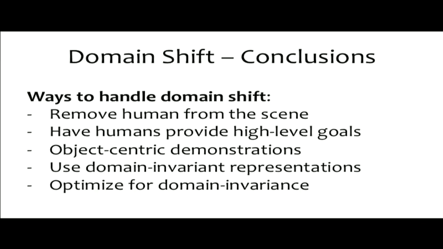So, some conclusions. Some ways to handle this domain shift when you just get demonstrations from a human and not from kinesthetic teaching or teleoperation: the first thing to try is just to remove the human from the scene, if that's feasible. That could be a good solution. And have humans provide the high-level goals rather than the low-level execution of the task. Next, you can try to use object-centric demonstrations and only have the demonstration encode things about the object. You can use domain-invariant representations, like the ImageNet features that were used in Pierre's paper, or you can optimize for domain invariance.